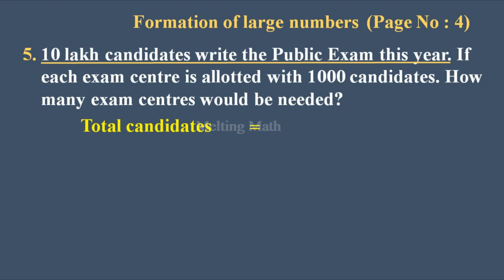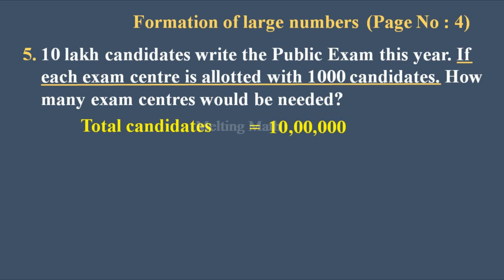How can you write 10 lakh? First write 10, then lakh means there should be 5 digits of 0. So then write 5 digits of 0 with it. Then it is 10 lakh. Okay, so this is one data we gathered from the question. Next read another sentence. If each exam center is allotted 1000 candidates, how many exam centers would be needed? So here they are saying that in a single center 1000 candidates write the exam. So if 1000 candidates write the exam in a single center, then how many centers are needed for 10 lakh candidates? That is the question here.